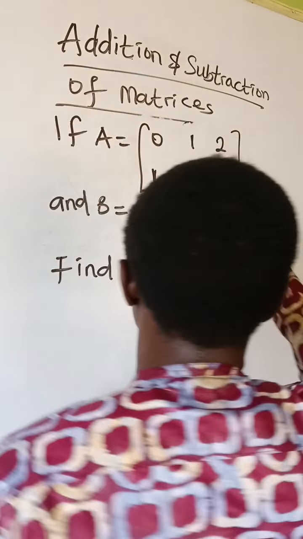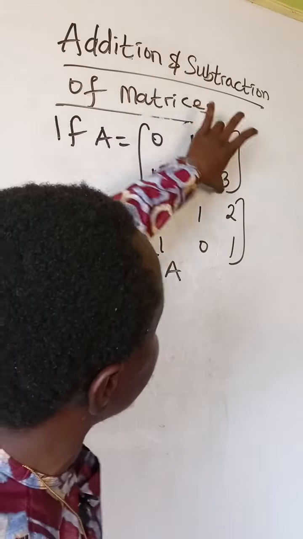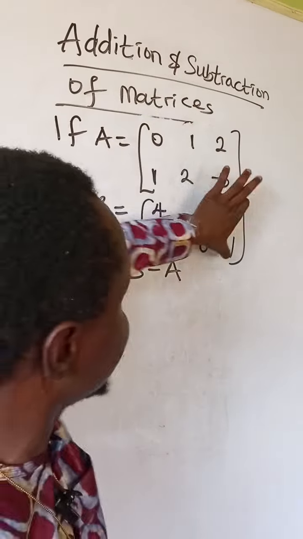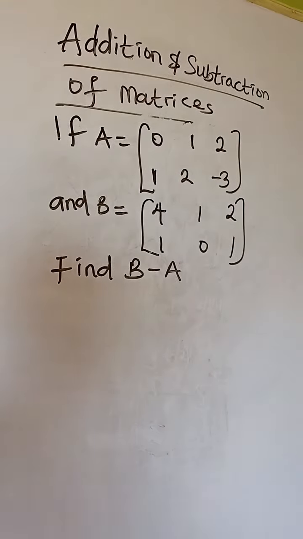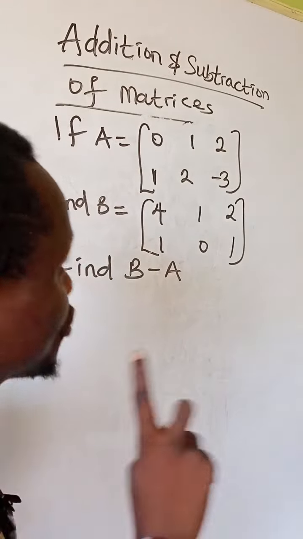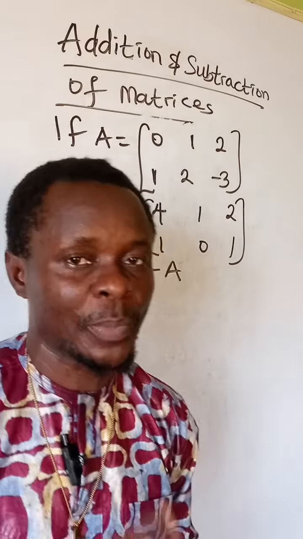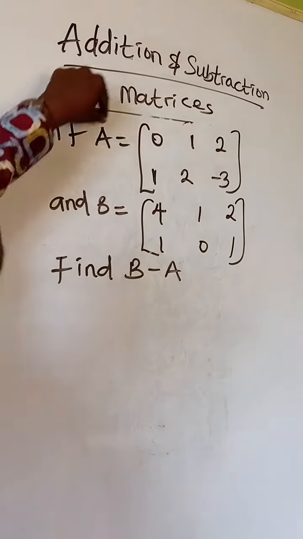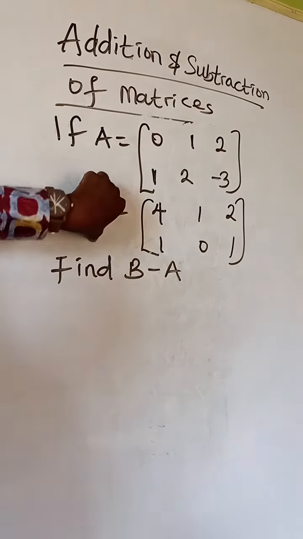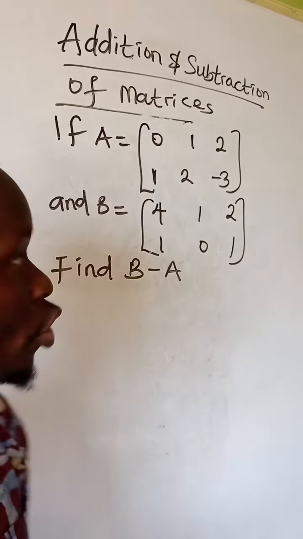Now let us examine this question. If A is given, these are the elements of A and these are the elements of B. So how can we solve this question? Now remember, I told you something in our last class. We will always compare the number of rows of A and the number of rows of B and see if they are the same, or we compare their columns.